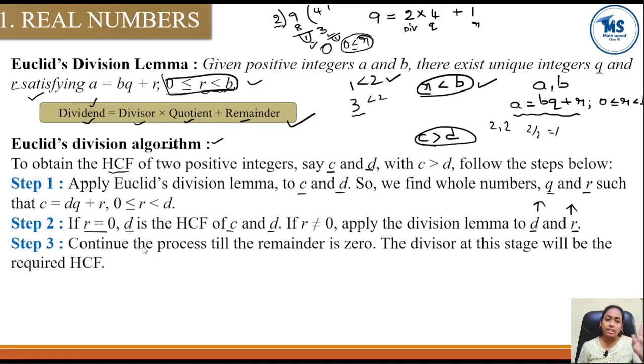Continue this process till the remainder is 0. You need to continue this process by applying Euclid's division lemma to divisor and remainder until you get the remainder 0. When you get the remainder 0, the previous divisor would be the HCF of the given two numbers. The divisor at this stage will be the required HCF.